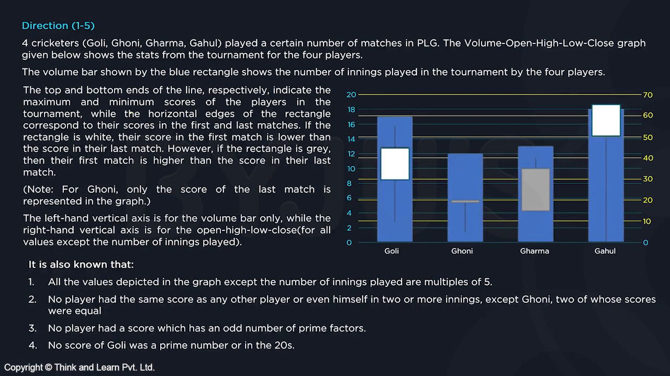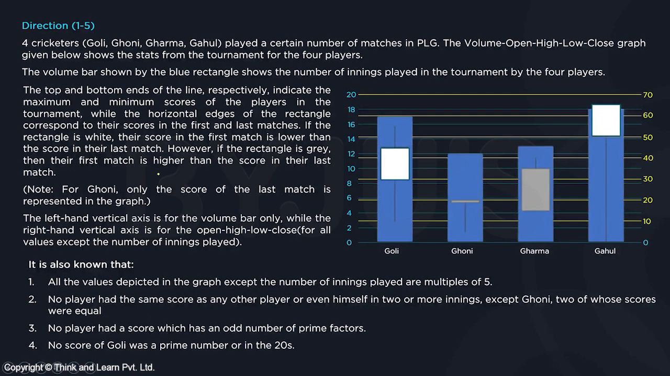Right? The top and bottom ends of the line respectively indicate the maximum and minimum scores of the players in the tournament, while the horizontal edges of the rectangle correspond to their scores in the first and last matches. If the rectangle is white, their score in the first match is lower than their score in the last match. However, if the rectangle is gray, then their first match score is higher than the score in their last match.